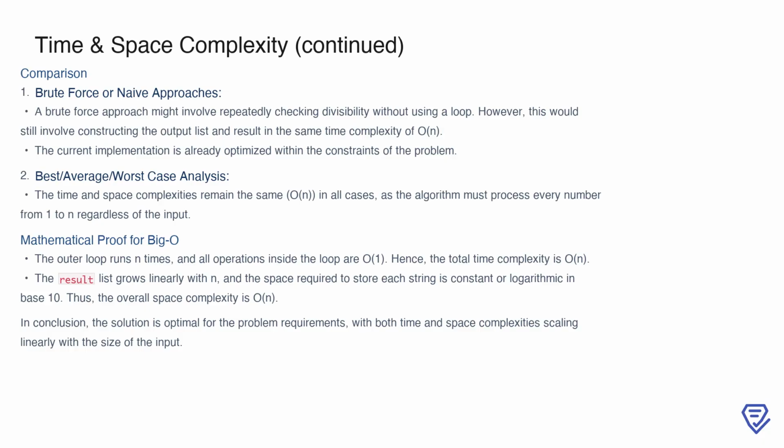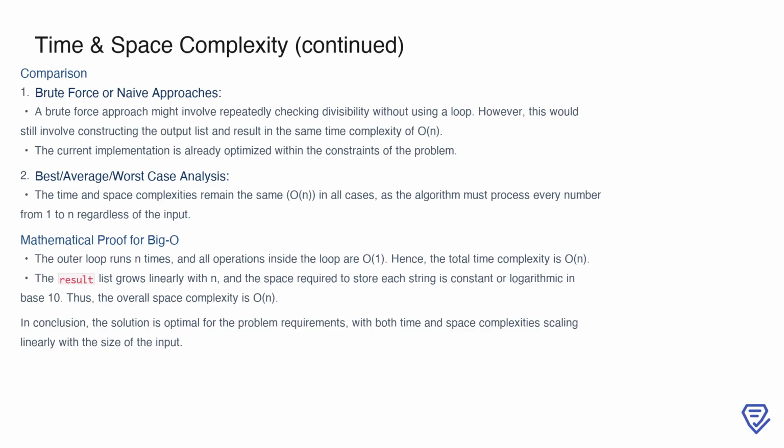When comparing this solution to brute force or naive approaches, we find that alternatives would still involve constructing an output list and processing all numbers from 1 to n. This means the time complexity would still be O(n), regardless of the approach. The current implementation is efficient and optimized for the problem constraints. In terms of best, average, and worst-case scenarios, the time and space complexities remain consistent at O(n) in all cases, because the algorithm processes every number from 1 to n without variation.